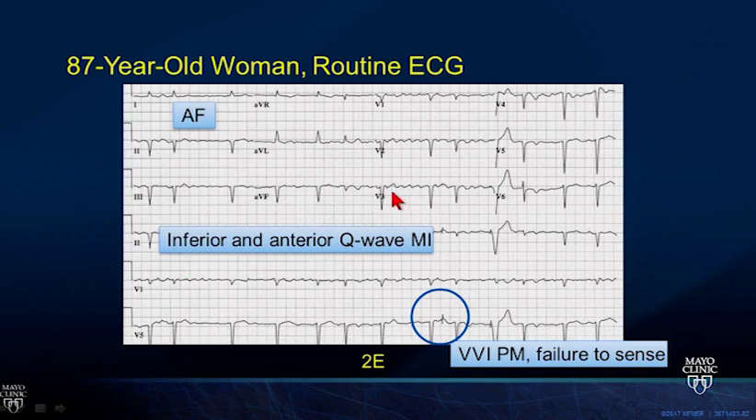I think most people would be fine with the inferior and anterior infarct. But this is the kind of thing that they just like to throw in sometimes. And that's why I was saying, look at all the leads. Don't get used to scanning the whole thing, and try not to miss something like that. You could say, well, is this failure to capture? Because it's not capturing anything.